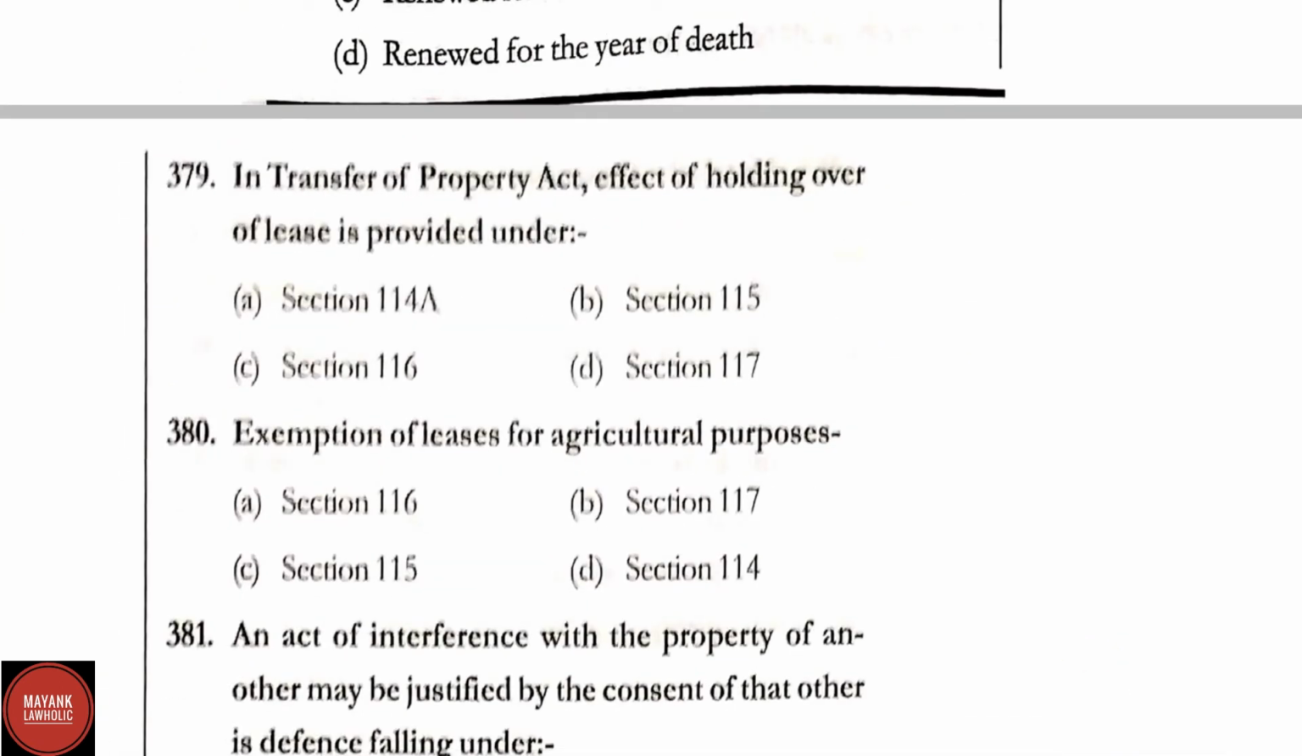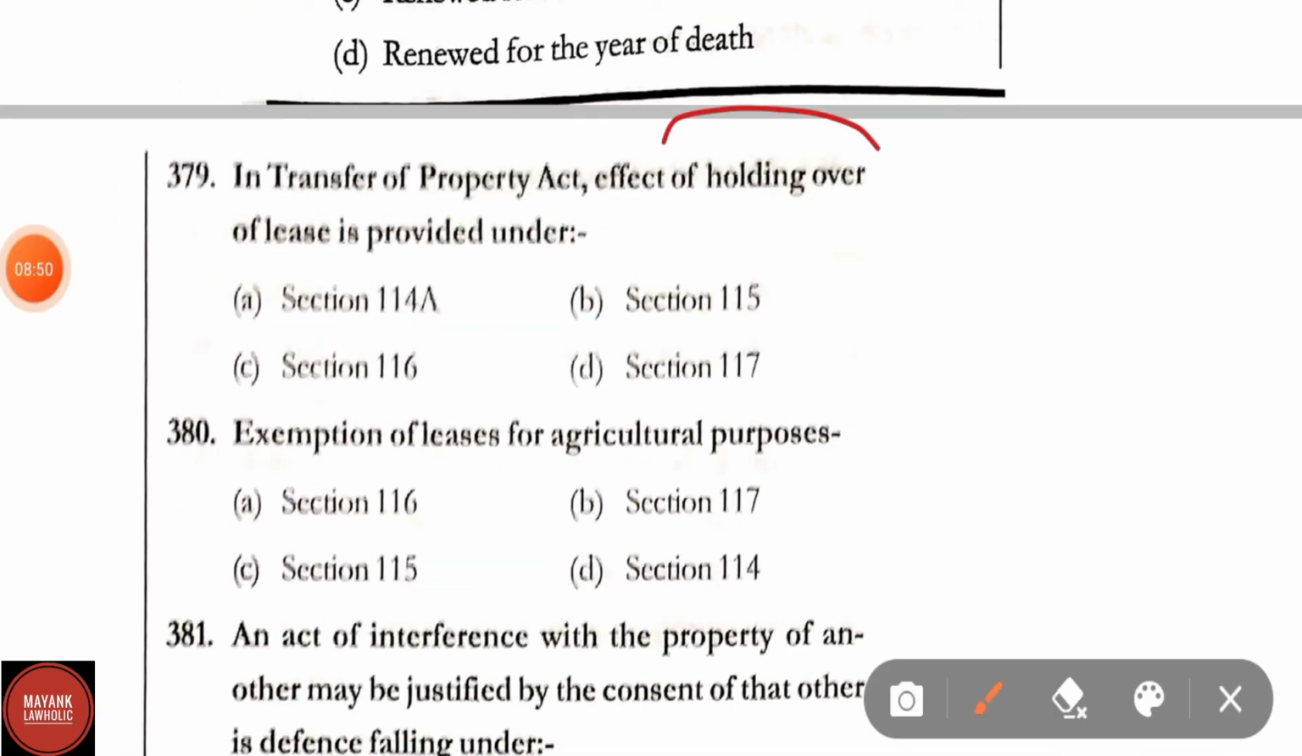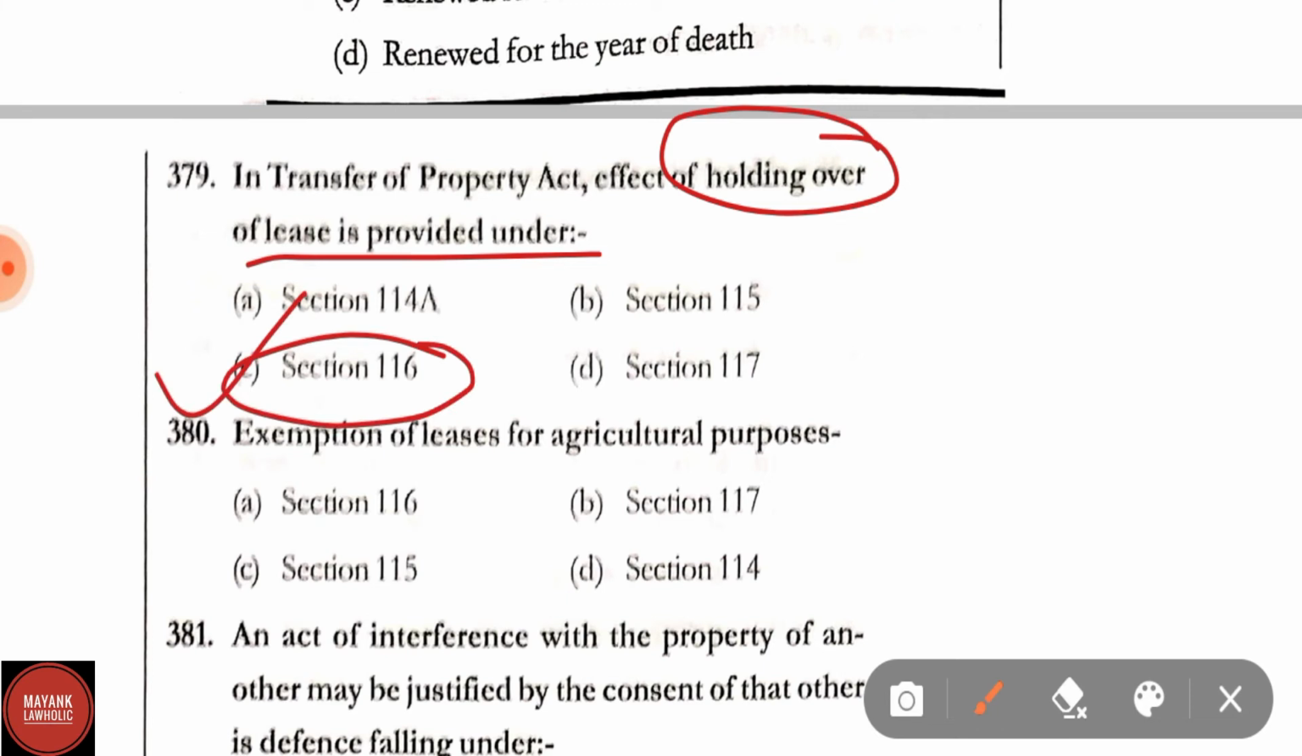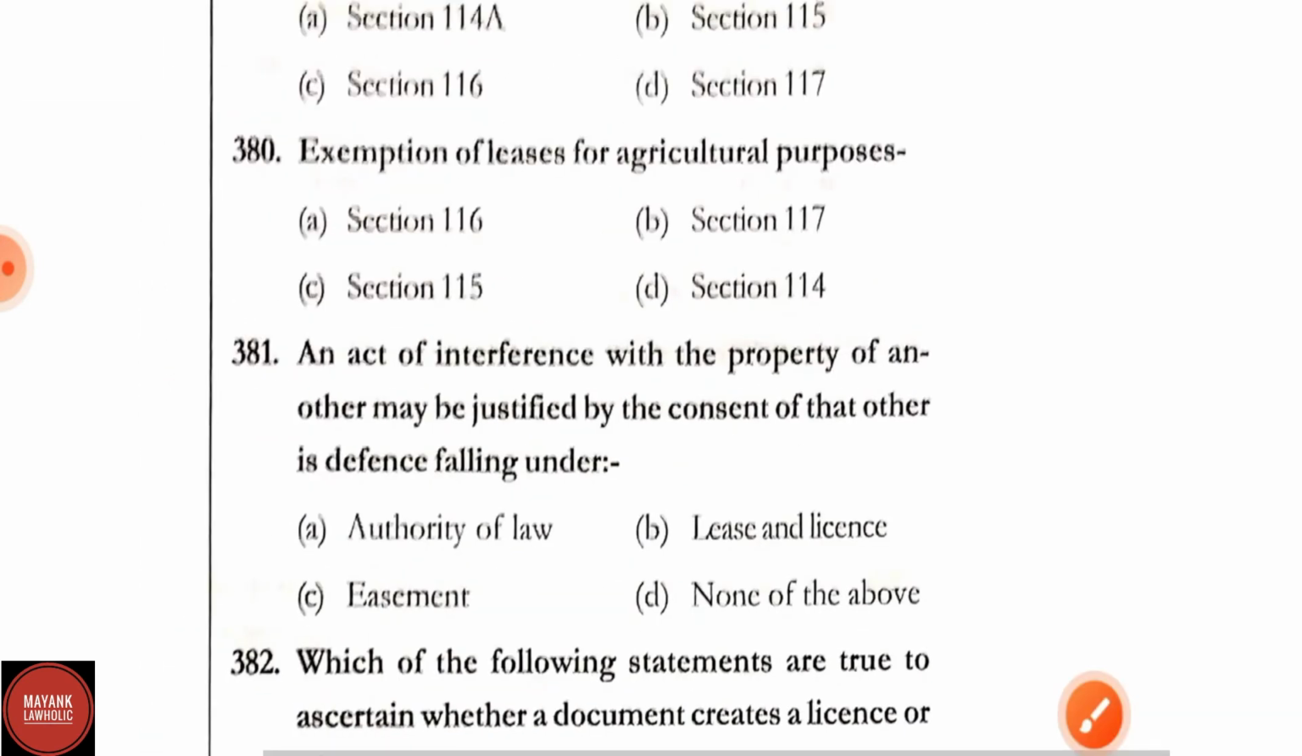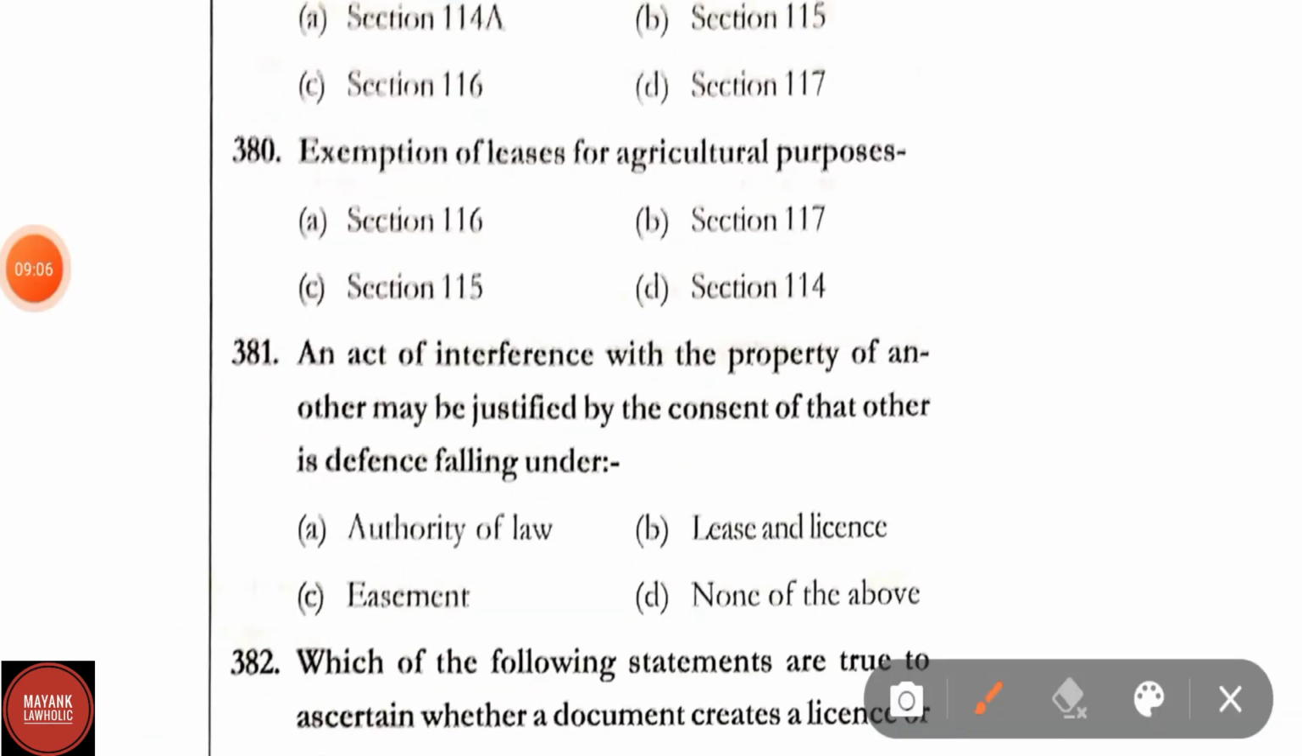Question number 379. In the Transfer of Property Act, the effect of holding over of a lease is provided under Section 114A, Section 115, Section 116, Section 117. Correct answer is option C, that is Section 116. Question number 380. Exemption of leases for agricultural purposes. Option A, Section 116. Option B, Section 117. Option C, Section 115.